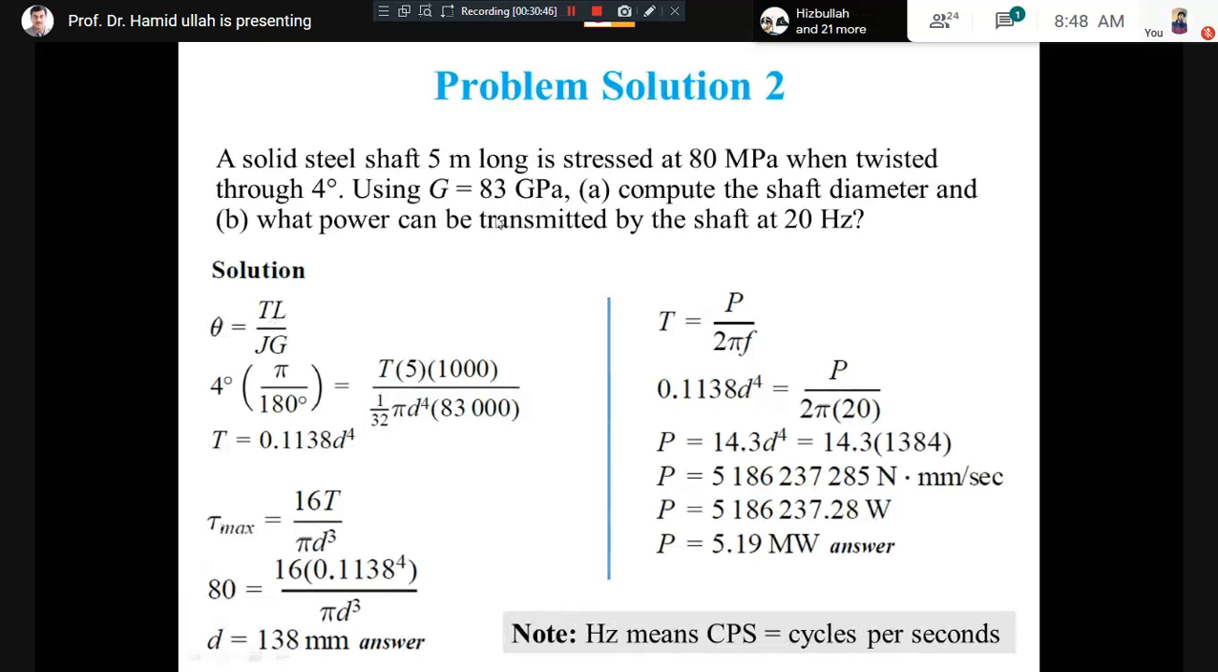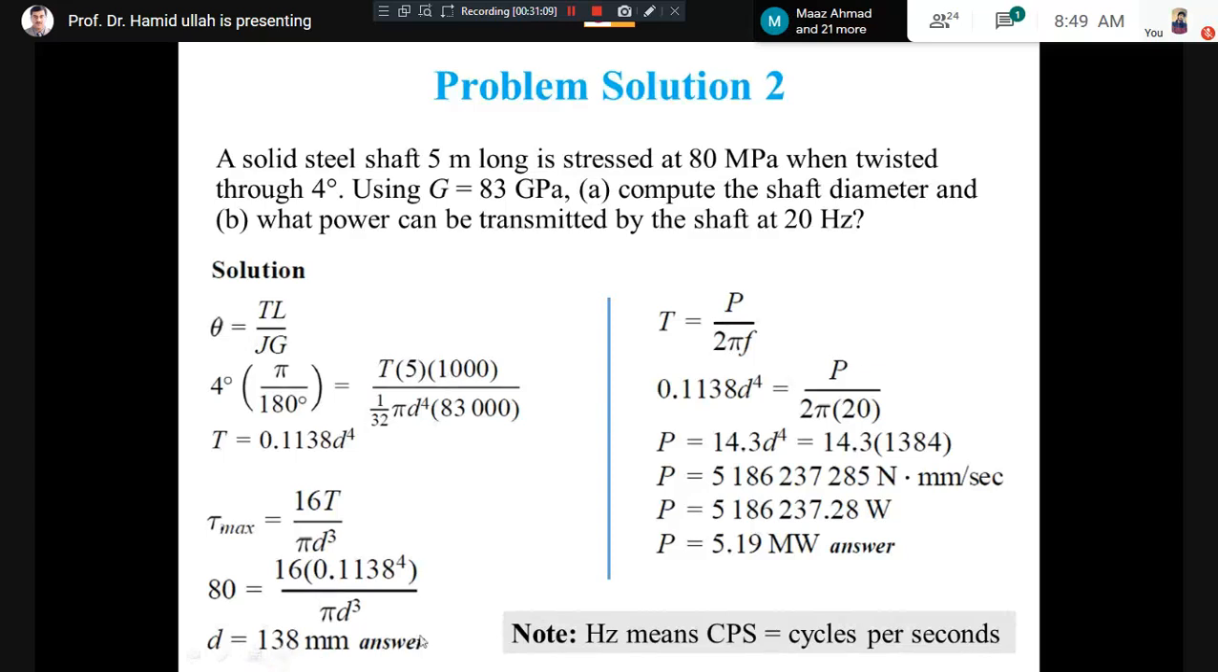Now, okay. So two things. One is shaft dia. So let's talk about shaft dia. So this is the formula for angle of twist. Angle of twist is given, and then torque is required. Length is given, how much? 5 meter. So here we multiplied with 1000 to convert meter into mm, because you can see the answer diameter at the end is given in mm.